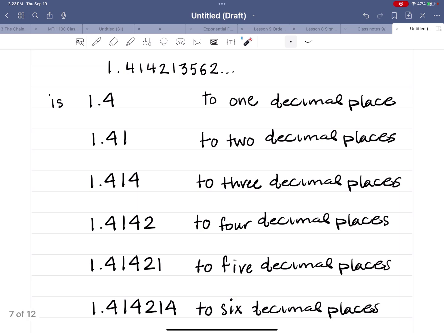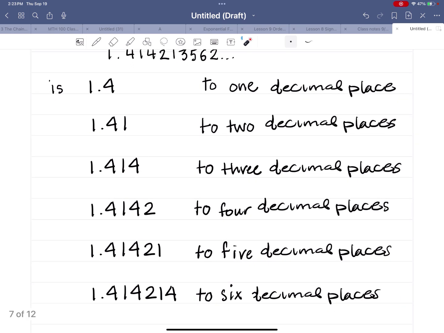to 5 it's 1.41421, and then be careful, to 6 decimal places it's 1.414214, because the 5 rounds up that last digit to a 4.